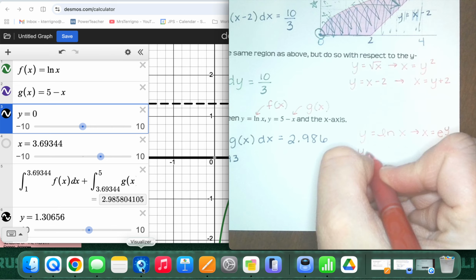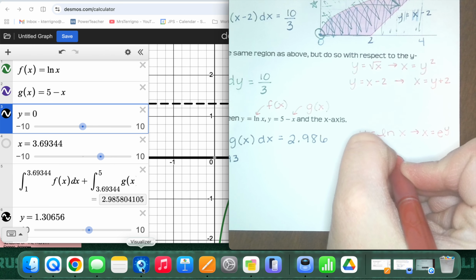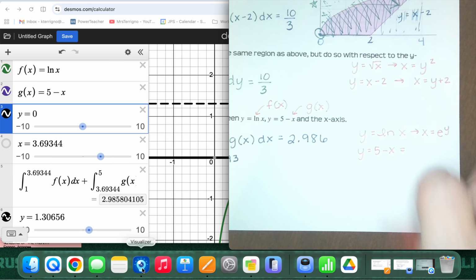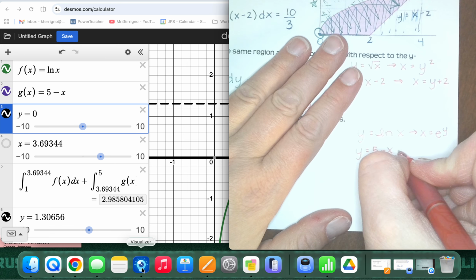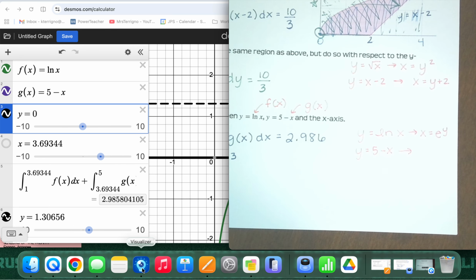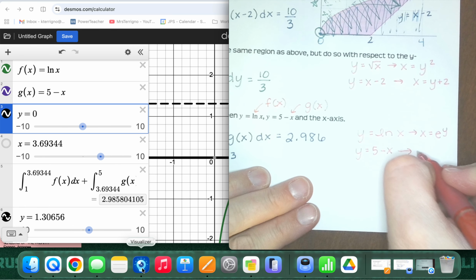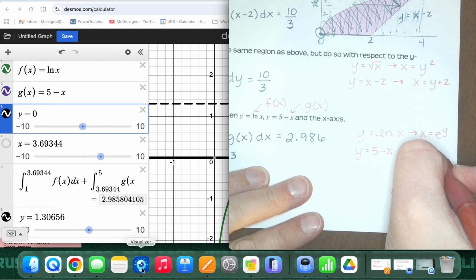If I have y equals 5 minus x, whoops, not an equals. I'm kind of thinking about this as adding the x to the left and subtracting the y from the right. So I end up with this, x equals 5 minus y.